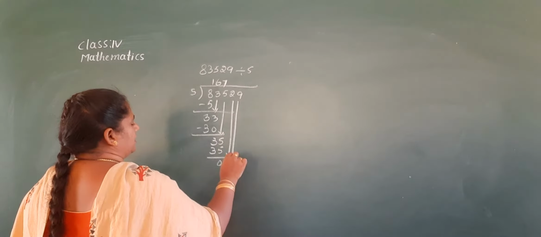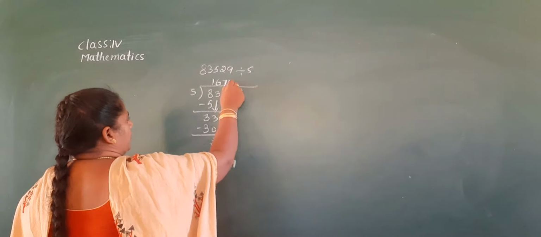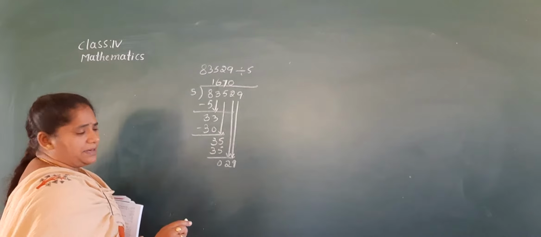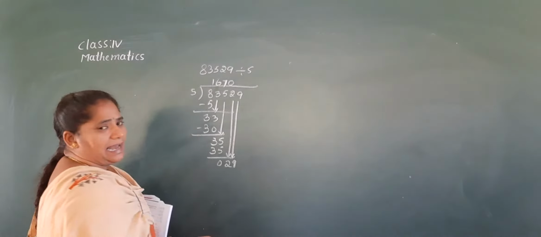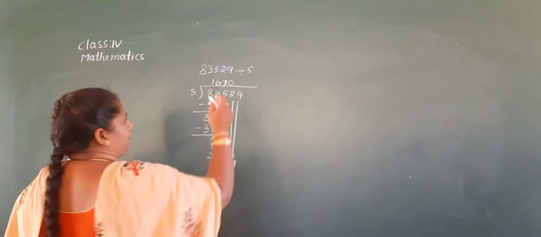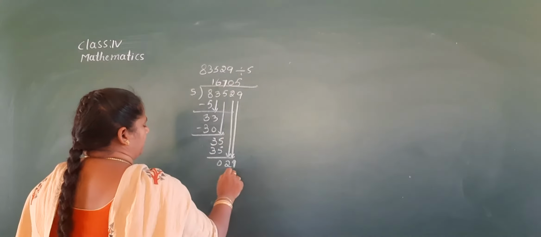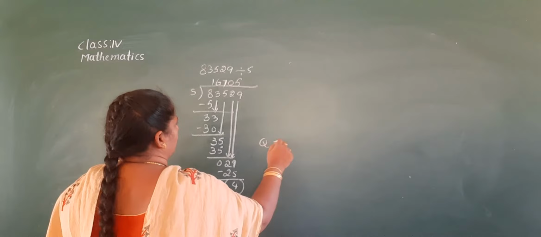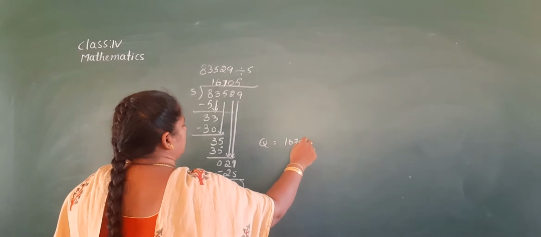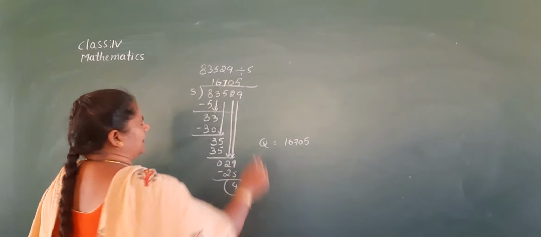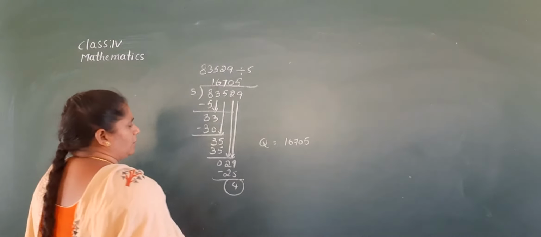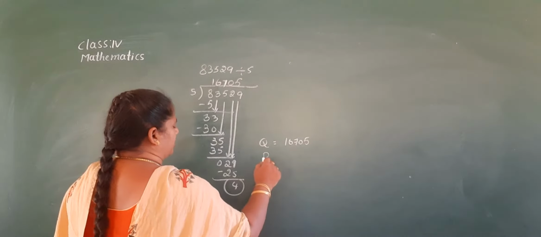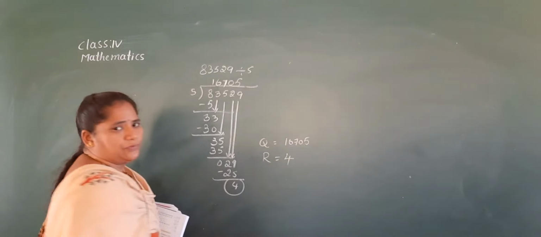If you take 2 digits at a time, don't forget to keep 0 in the quotient place. Now the number is 29. How many times can 5 go? 5 fives are 25, remainder 4. Here Q means quotient, the result of division, that means the answer. The quotient is 16,705 and the remainder is 4.